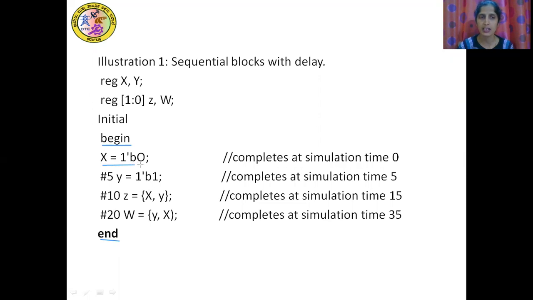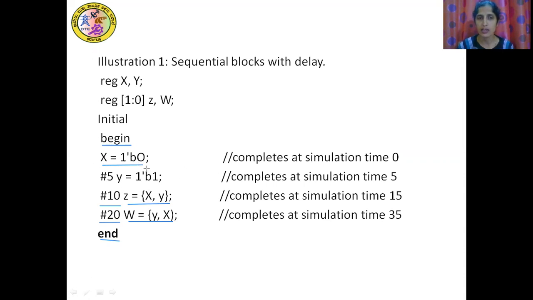The first statement is X is equal to 1-bit binary 0. The second statement is associated with a delay of 5 time units: Y is equal to 1-bit binary 1. The third statement is associated with a delay of 10 time units: Z is equal to the concatenation of X and Y. And the fourth statement is associated with a delay of 20 time units, and W is assigned the concatenation of Y and X. Now let us see at what time these statements complete their simulation.